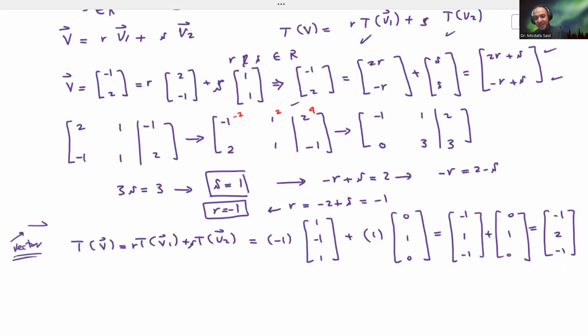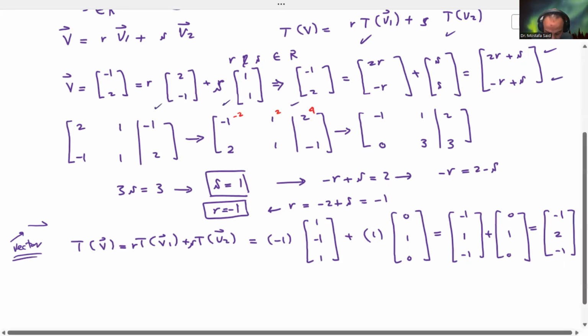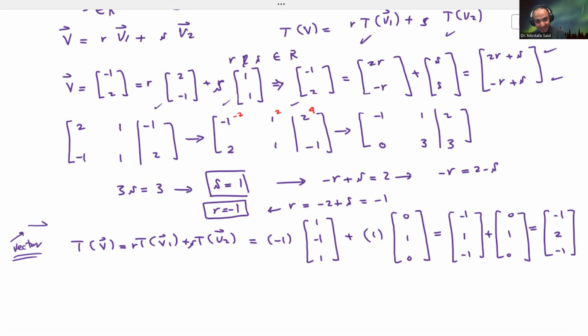We can have another solution. This is basically a specific solution to this V, minus 1 and 2. For any vector that spans the space created by 2, minus 1, and 1, 1, there is a general solution that can be applied in that case and in other cases, for any other vectors. So let's do that as well.